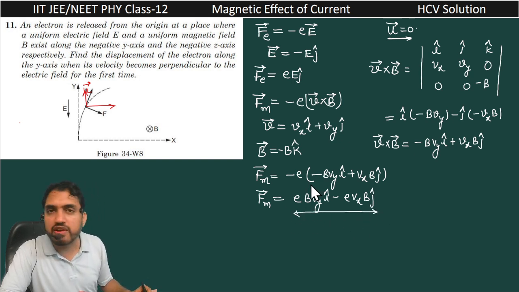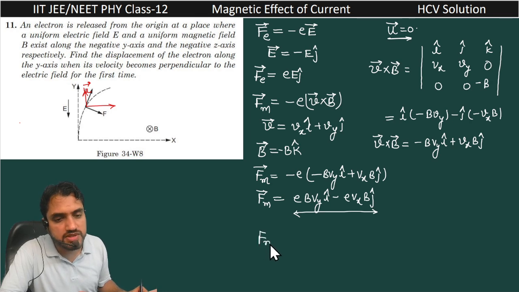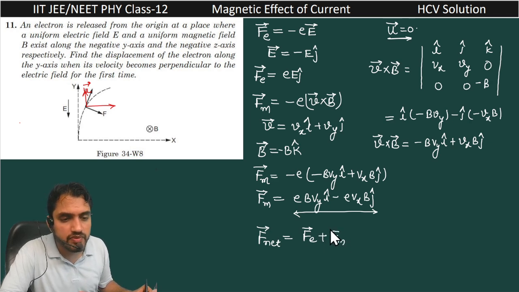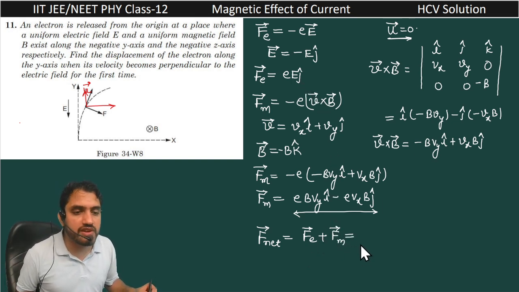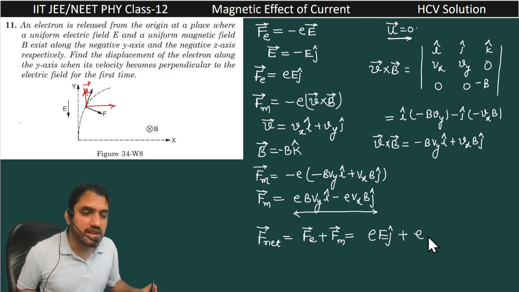So what will be the net force? This net force is the electric force and the magnetic force, both acting simultaneously. The electric force we have already discussed is e into E, in j cap. And the magnetic force is e into B into vy i cap minus e into B into vx j cap.